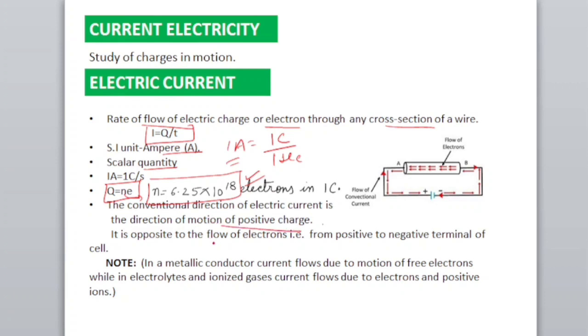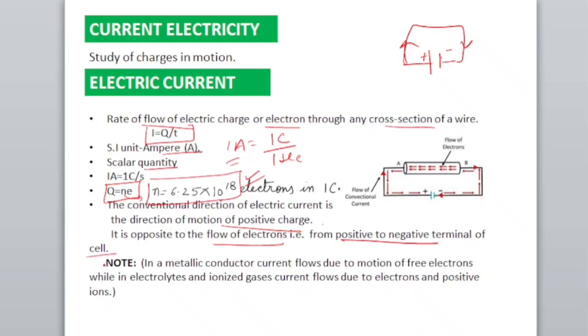It means opposite to the flow of electrons. It means from positive to negative terminal of the cell. Suppose this is a cell. This one is positive terminal, this is negative terminal. Direction of current is from positive to negative terminal. And electron flows from negative to positive terminal. So direction of current is opposite to the direction of flow of electrons.